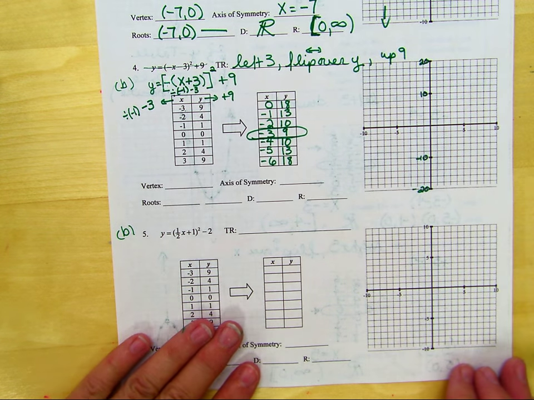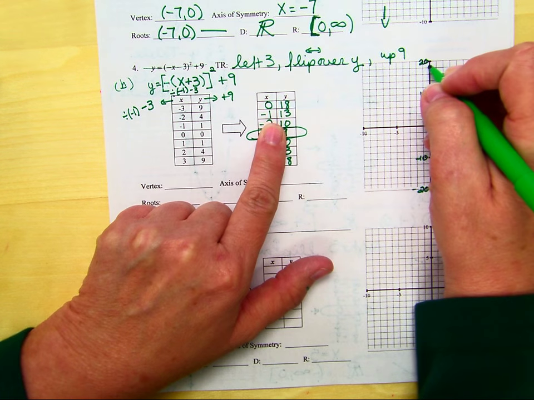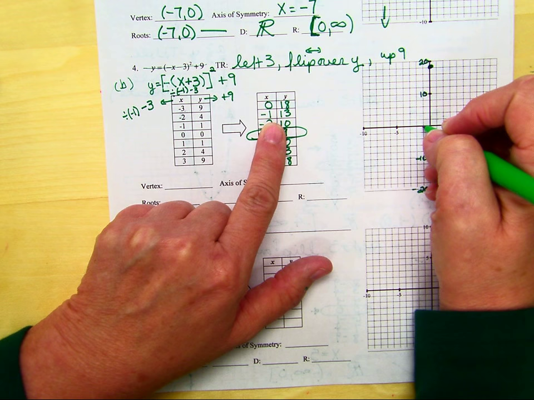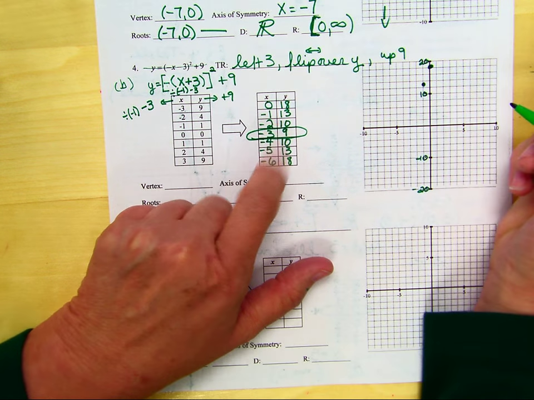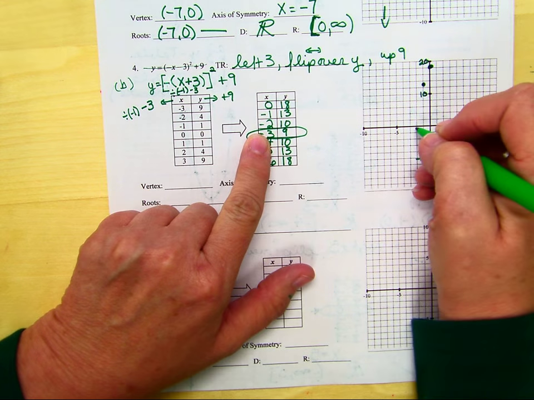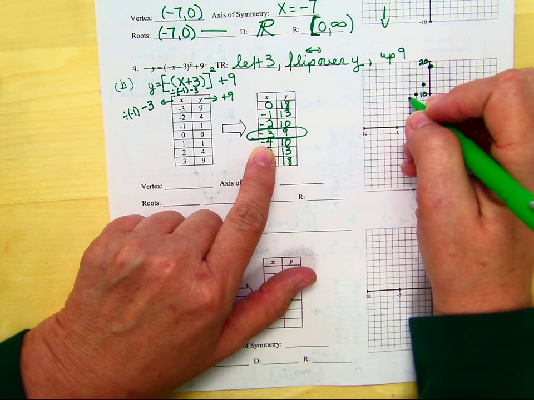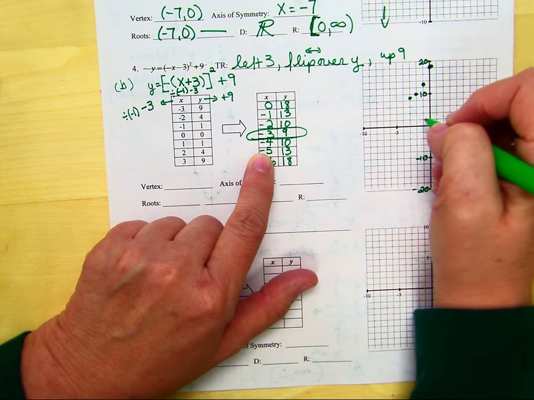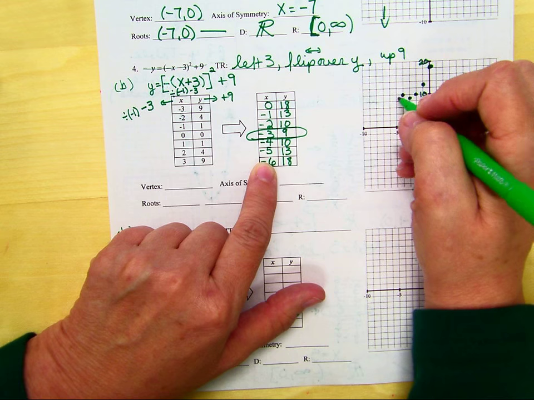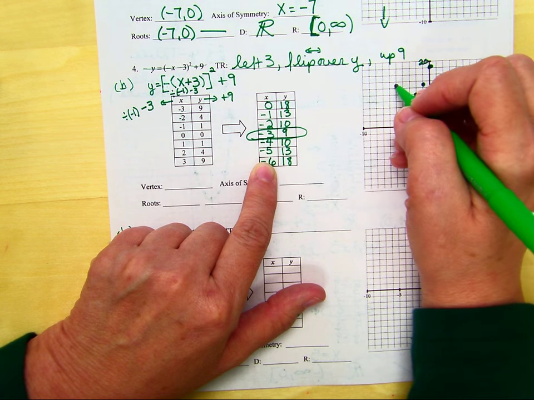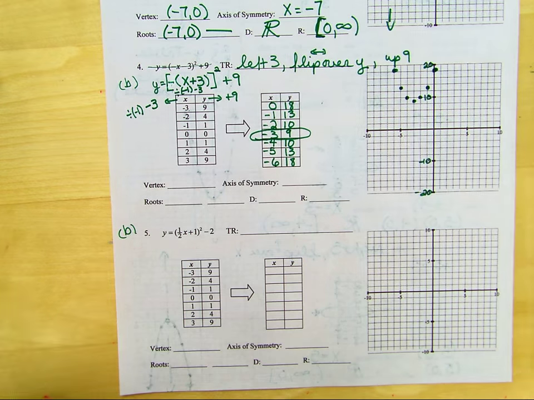All right, so let's go ahead and graph. 0, 18. Negative 1, 13, 10, 11, 12, 13. It's right there in between 12 and 14. Negative 2, 10. Negative 3, 9. Negative 4, 10. Negative 5, 13. And negative 6, 18. Okay, let's go ahead and make our graph.